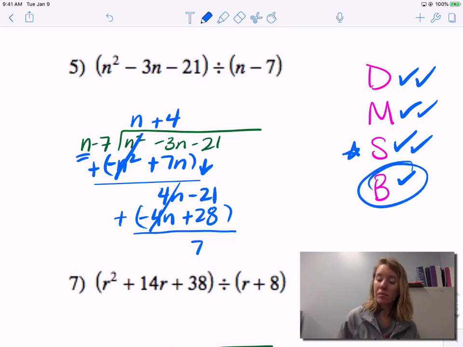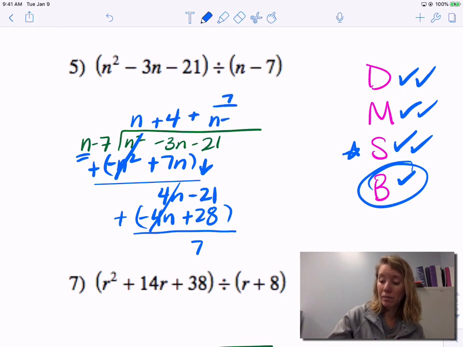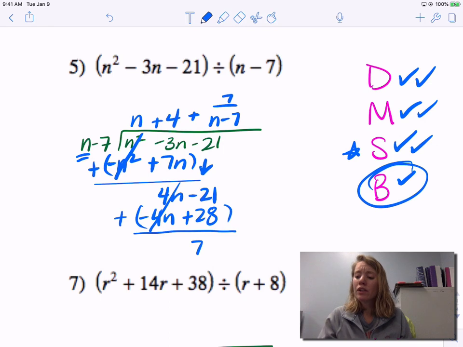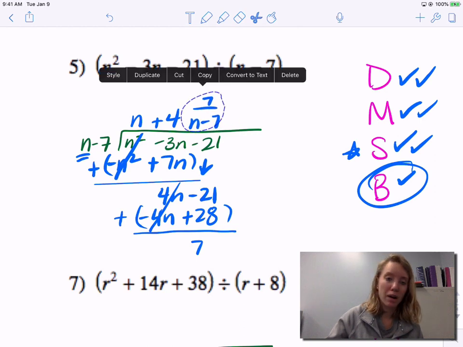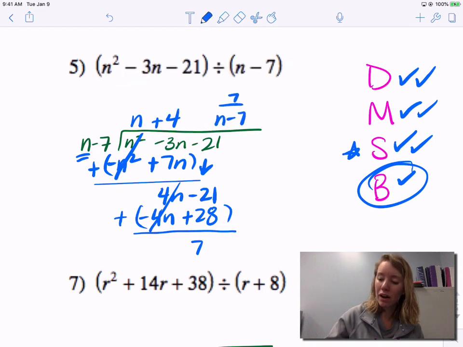So this last time, I can't do that. So what I'm going to make this is my remainder, plus 7 over n minus 7. When you're thinking about why we put a plus there, remember that terms have to be separated by a plus or a minus, because otherwise, if I didn't have this plus here, I'd be multiplying 4 by all of this, and we don't want that. We want all of these terms to be separated, so that's why there's a plus.